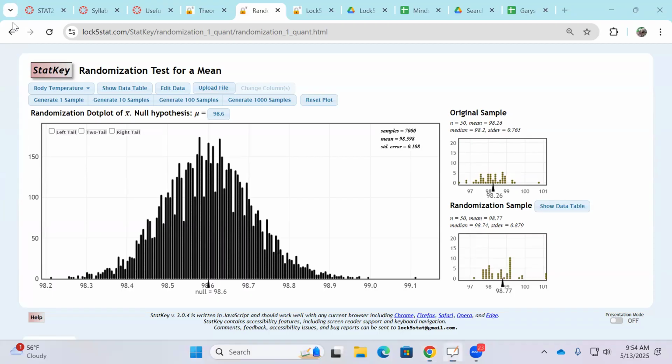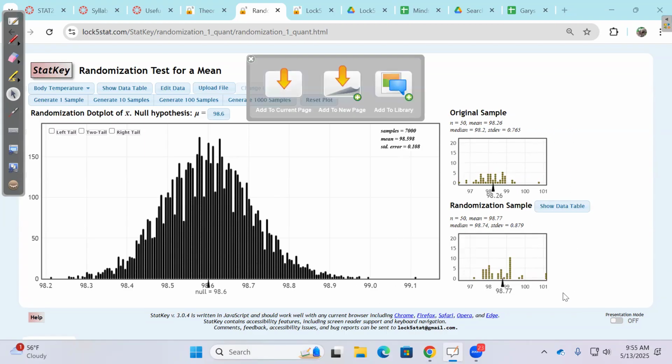So I need a screenshot of this. Wrong button. I want that button. Let's get all that. To new page, please.